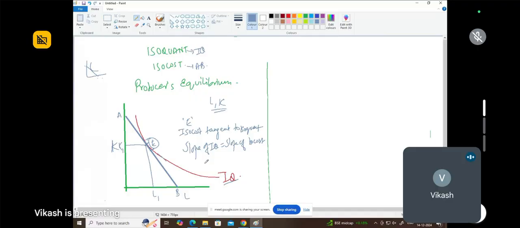Okay, and from our study, we will discuss in extra class. From our study, we know that the slope of isoquant is MPL upon MPK, and the slope of isocost is w upon r. This is the case of producer's equilibrium. We have discussed that before jumping into the long run equilibrium.